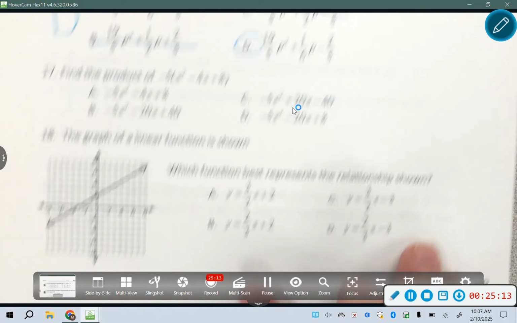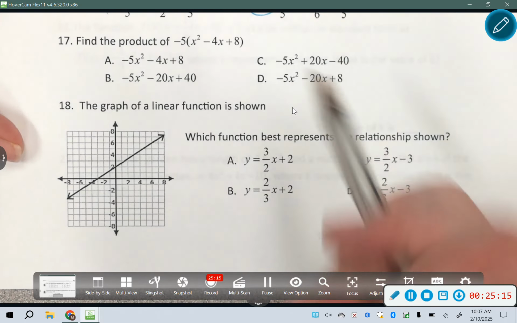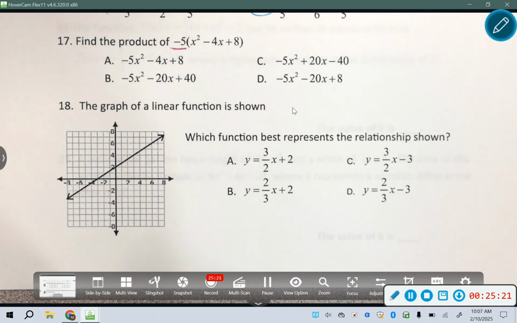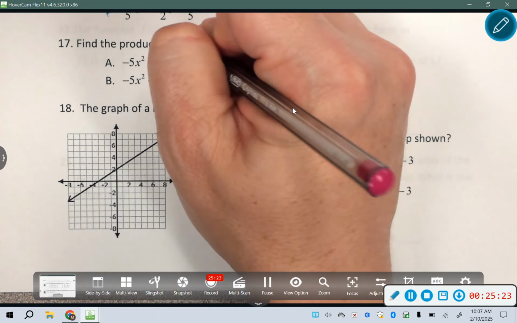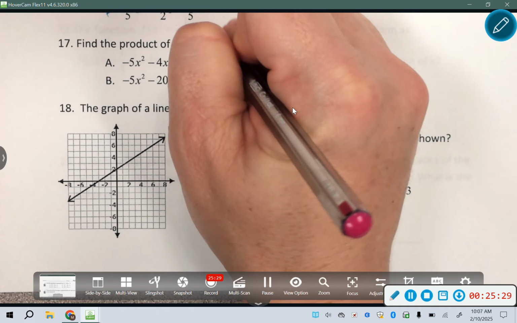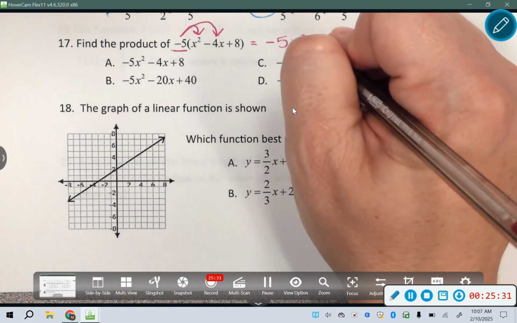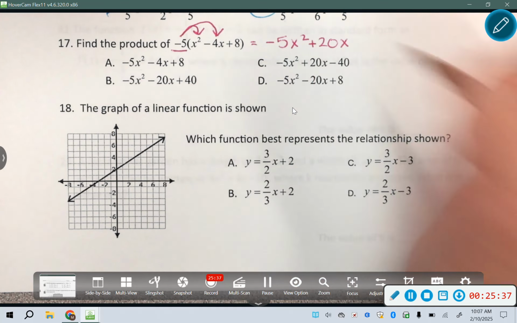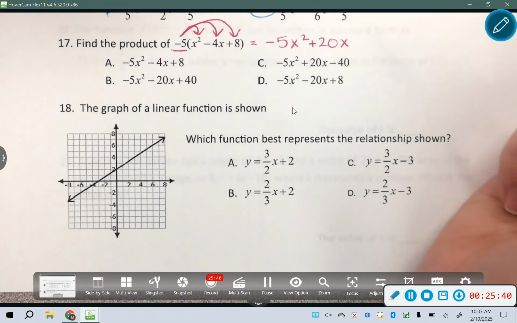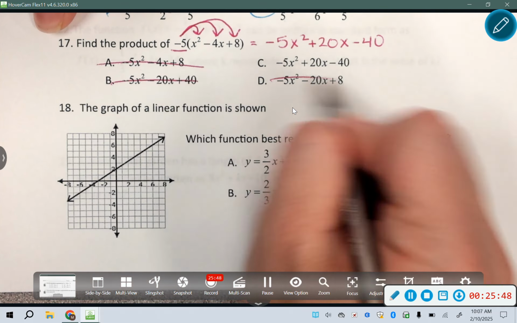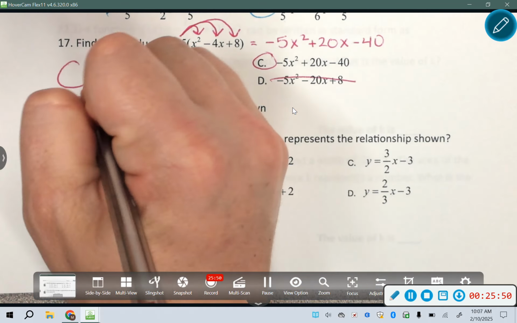Okay, look at number 17. 17, here I do not need a box because I have a monomial times a trinomial. Anytime I'm multiplying a monomial, I can just distribute. So negative 5 times x squared is negative 5x squared. Negative 5 times negative 4, well, 2 negatives makes a positive. 5 times 4 is 20, and then there is an x. And then negative 5 times 8 is negative 40. So I have negative 5x squared, which they all have, plus 20x, which only C has, so C is my answer.